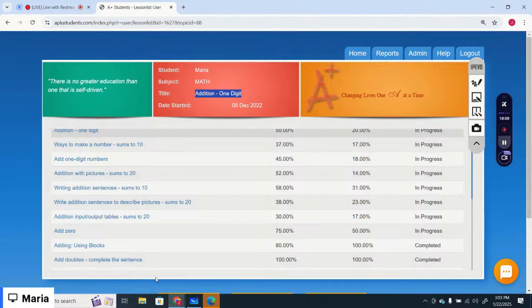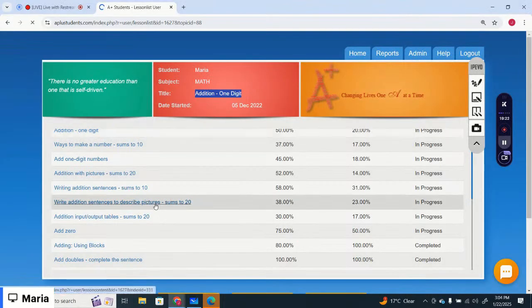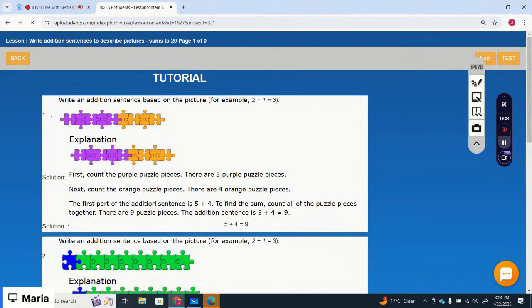So here I'm on grade 2 math. The chapter we are on right now is addition one digit. Let's just start with the lesson, that is write addition sentences to describe pictures sums to 20. Let's just start with an example.